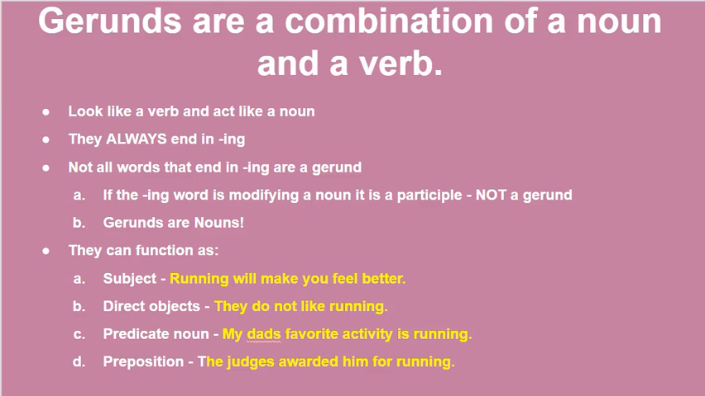If that ing word is modifying a noun, then it's called a participle. It's not a gerund. Gerunds are nouns. Then there are four ways that they can function: the subject, the direct object, predicate noun, and object of a preposition. Please pause the video and write down the definitions and explanation of what a gerund is.